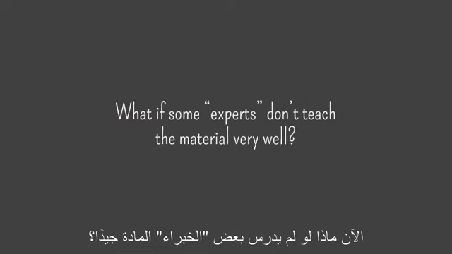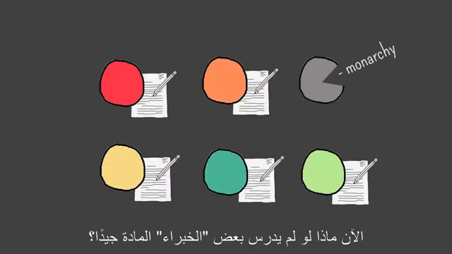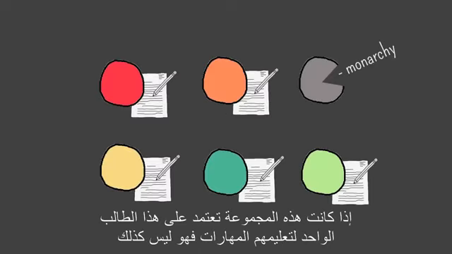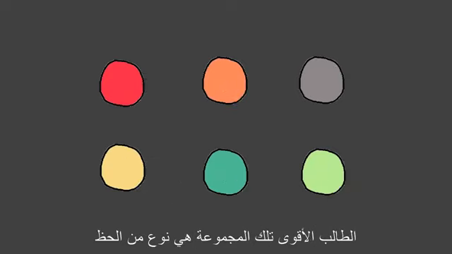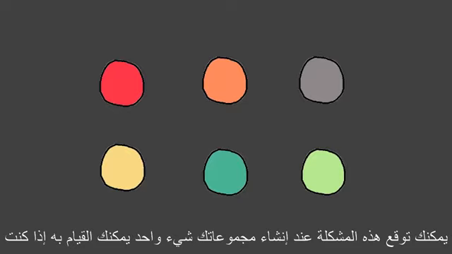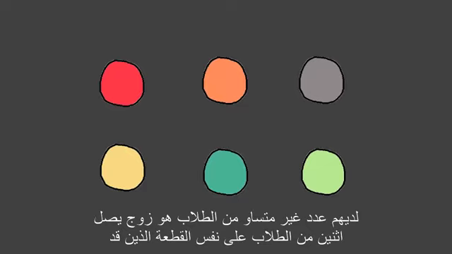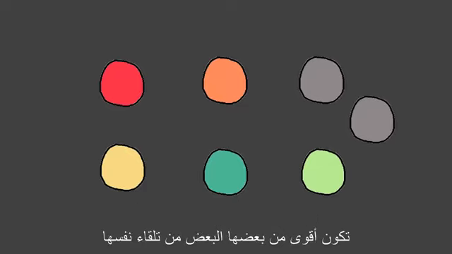Now, what if some experts don't teach the material very well? If this group is depending on this one student to teach them about monarchies and he's not the strongest student, that group is kind of out of luck. You can anticipate this problem when creating your groups. One thing you can do, if you have an uneven number of students, is to pair up two students on the same chunk who might be stronger together than they would be on their own.